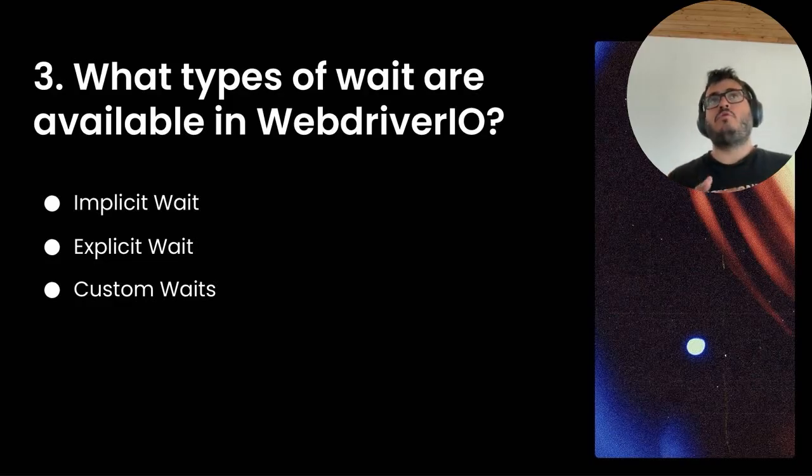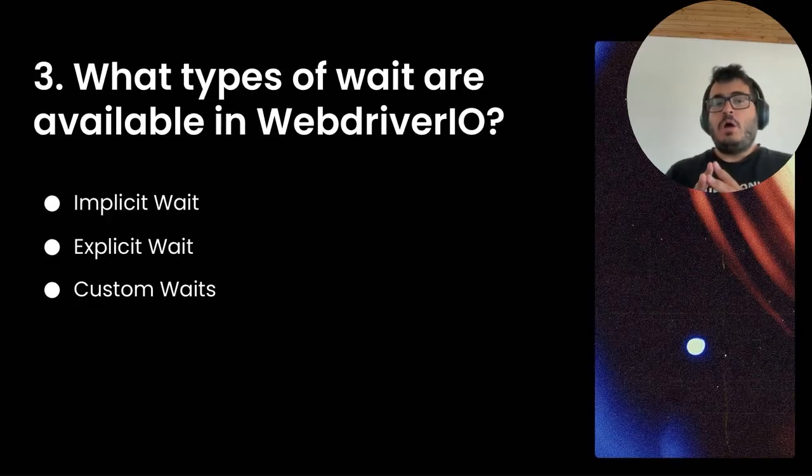There are three types of waits. By default, the first ones coming from WebdriverIO are the implicit wait and the explicit wait. The third category is custom waits. You can build your own wait functionality using your programming language. You can build your own TypeScript function to wait for a specific condition. But for the first two, let's explain a little bit in detail.